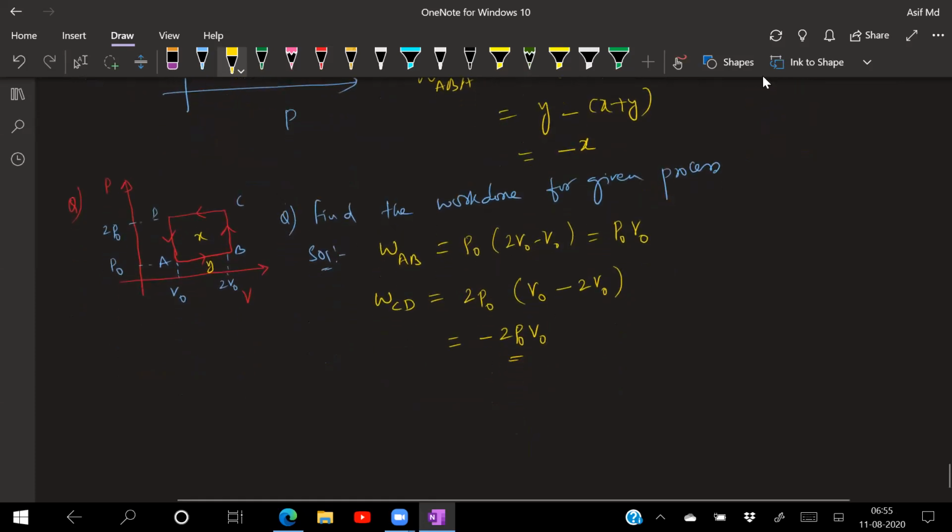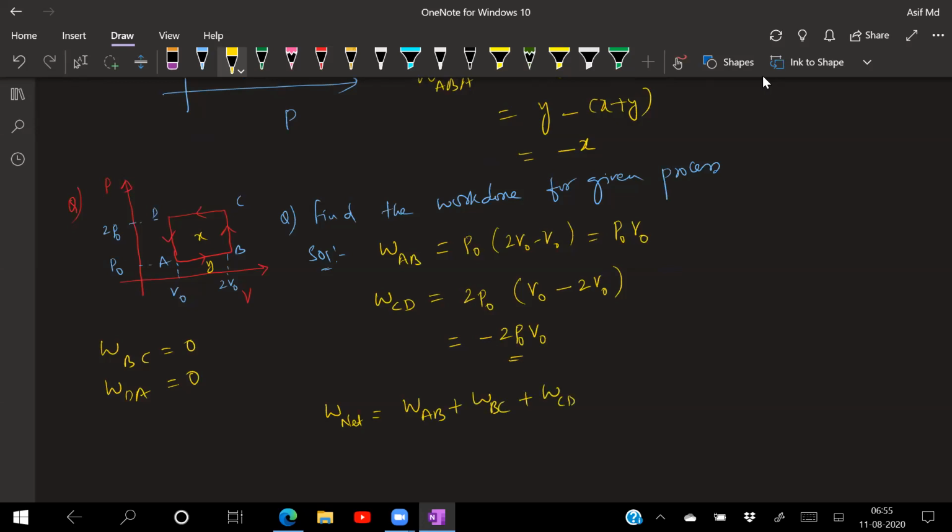Got it? Now net work done. From B to C and D to A, what is the work done? Zero, sir. Volume is constant, so B to C is 0. Very good. Work done from D to A is also 0, since volume is constant. So net work done means work done from A to B plus B to C plus C to D plus D to A.